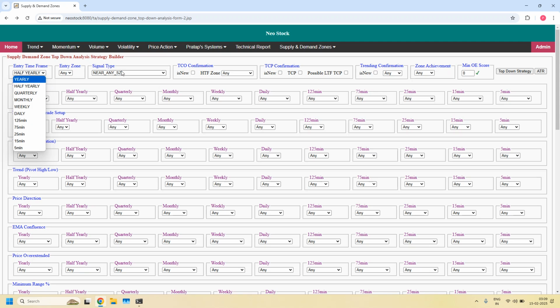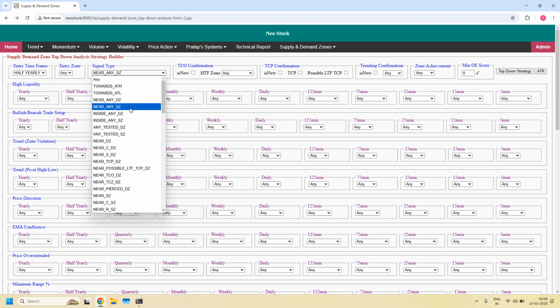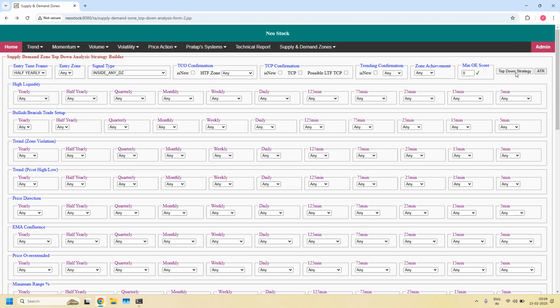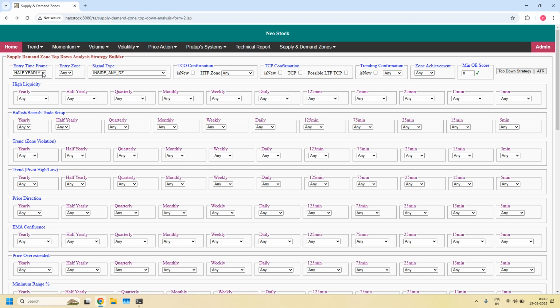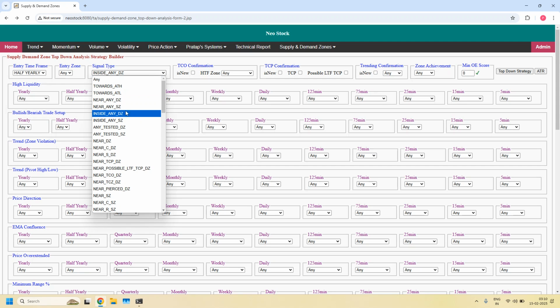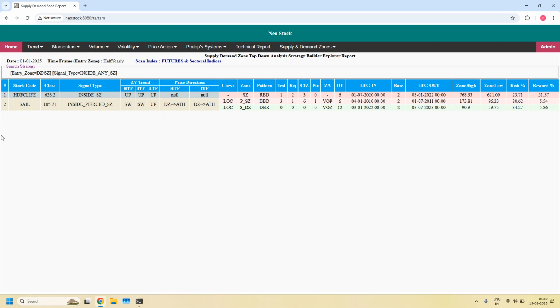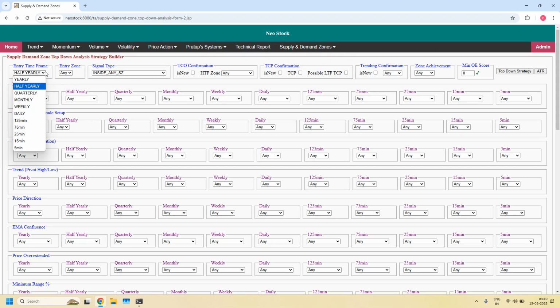Next, half yearly time frame, price closed inside the half yearly demand zone. We got 8 stocks. The big giant Reliance is also inside the half yearly demand zone. Next, half yearly time frame, price closed inside the half yearly supply zone. We got 2 stocks. So this is about the half yearly time frame.